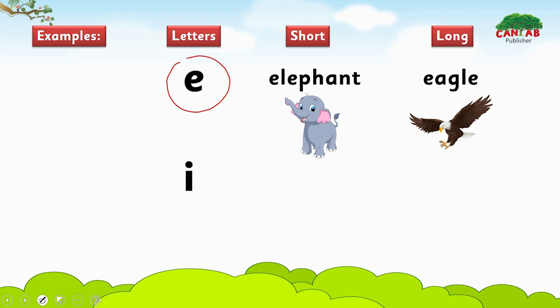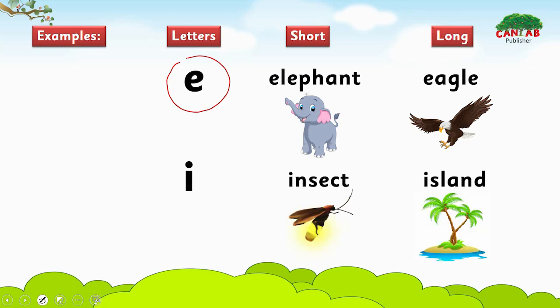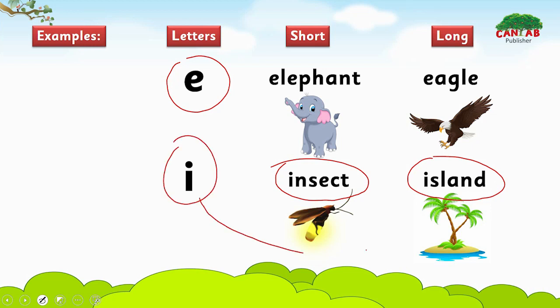The next example, I. The word is insect. Insect. And the second one is island. Island. Now you are listening? The I is pronounced straight away as it is in island. I for island. And in insect, it is not the original sound of I. So that is why insect is a short vowel and island is a long vowel.